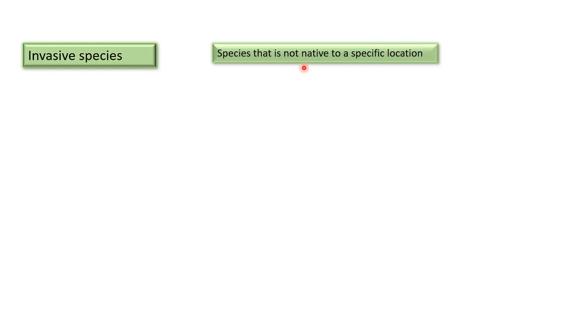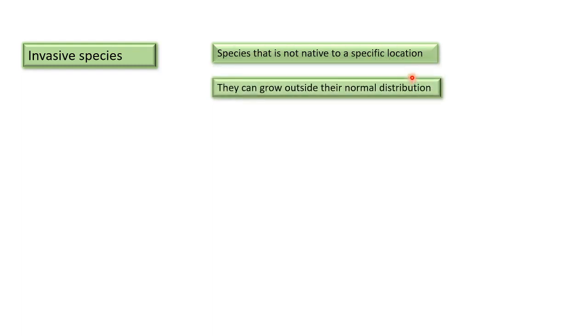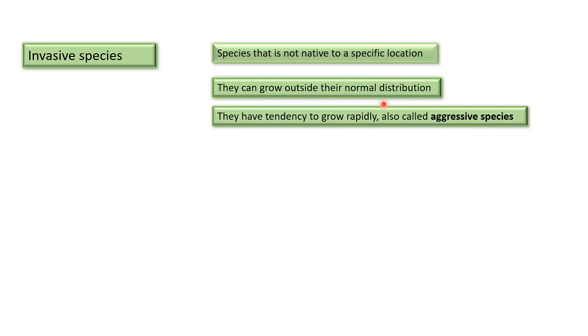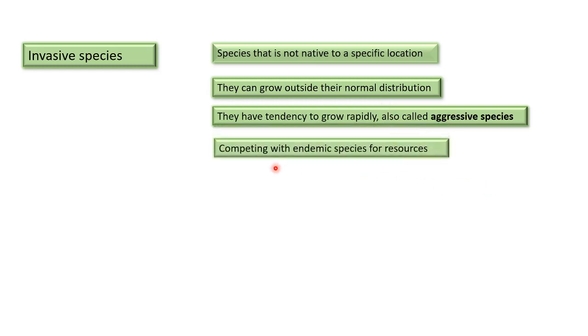Invasive species is not native to a specific location, and that is why they can grow outside their normal distribution. Though they might be native to certain areas, they have ability to grow outside their normal distribution. They have tendency to grow rapidly, and since they can grow rapidly, these are also known as aggressive species. These compete with the endemic species for resources. This is the main point where invasive species compete with the endemic species for the resources, and the endemic species are depleted of the resources. This leads to loss of endemic species and spread of more invasive species.